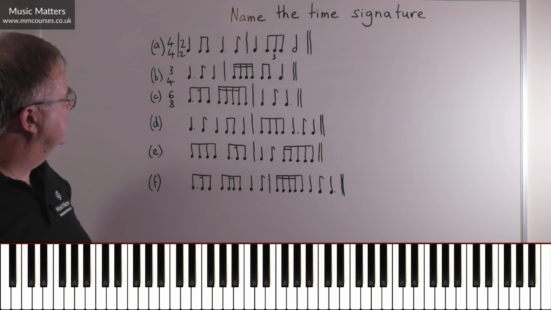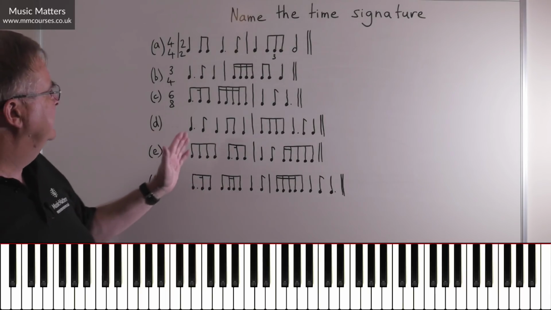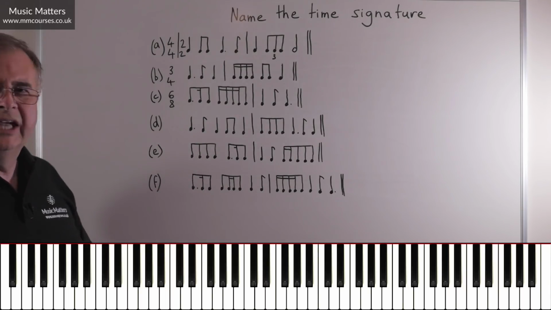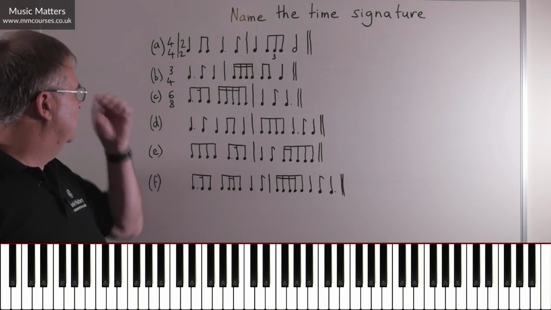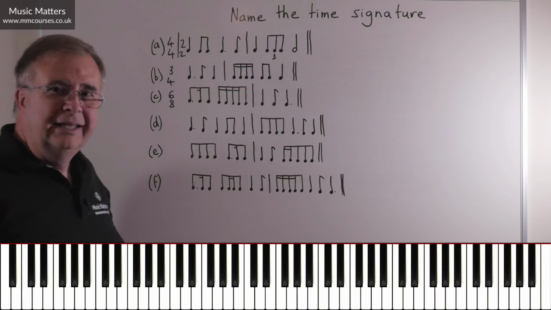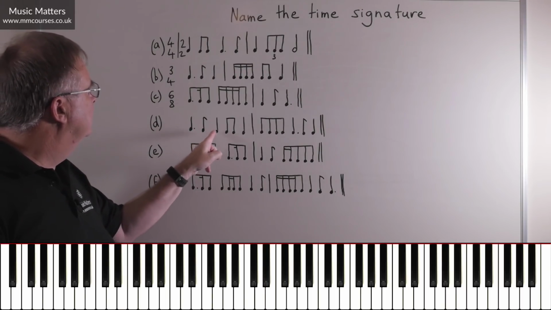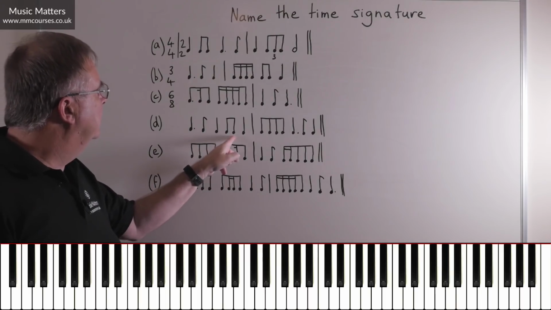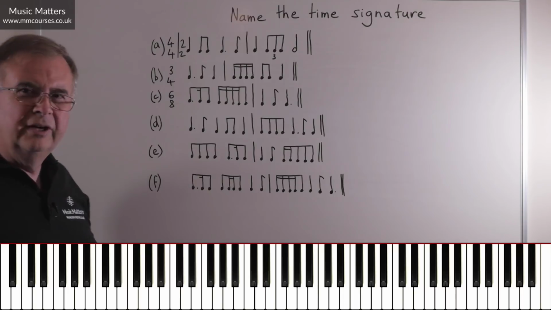What do we think is going on in D? Slightly longer looking bar in many ways, isn't it? And maybe we're better to go back to counting crotchets or quarter notes. Let's have a look. Both the bars look equally complicated, so let's take the first bar. 1, 2, and 3, 4, and 5. 5 beats, 5 crotchet beats, 5 quarter note beats.